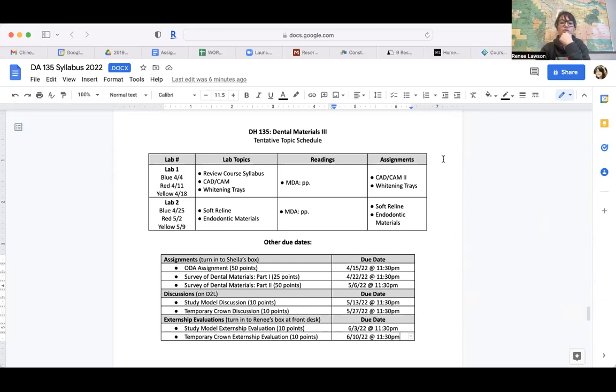Any other questions about that? I had a question about those first assignments that we have outside of lab. It says turn it into Sheila's box. Is Sheila someone that's going to be an instructor for next term? No, sorry. I changed it down here and I forgot to change it up there.